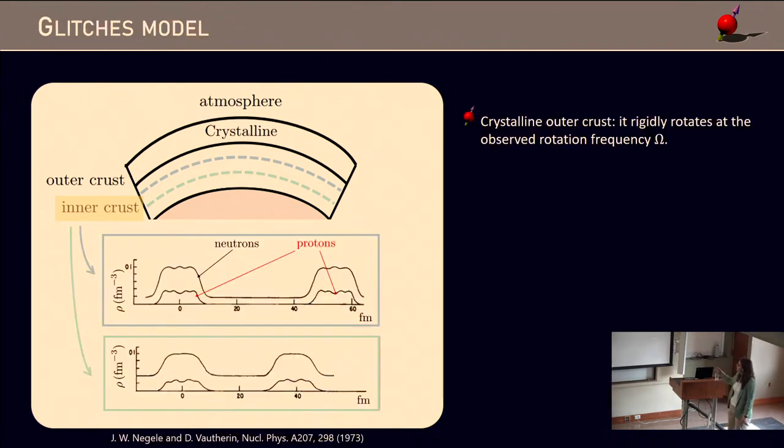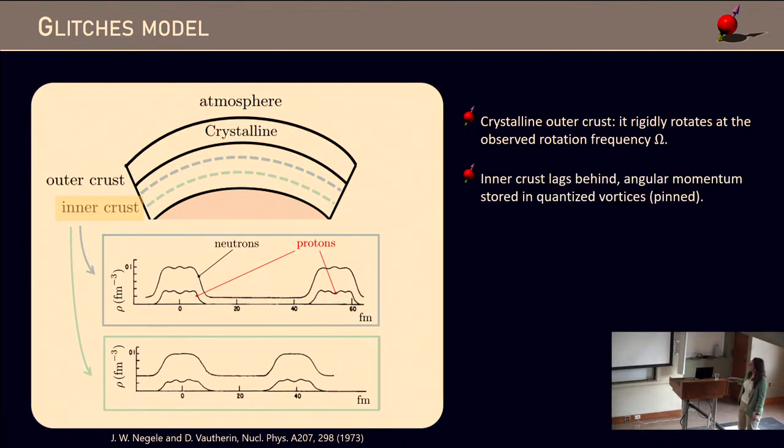So going back to the neutron star, the accepted mechanism to explain these glitches, so these sudden spin-ups of the neutron star that is normally slowing down, is that, as I said before, the outer crust is a crystal, and so it rigidly rotates at the observed rotation frequency. And the inner crust, because of these superfluid properties, will lag behind. And so it will also store angular momentum in the form of quantized vortices that, because of the presence of the lattice, will be pinned in specific positions.